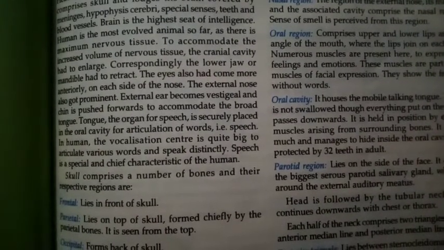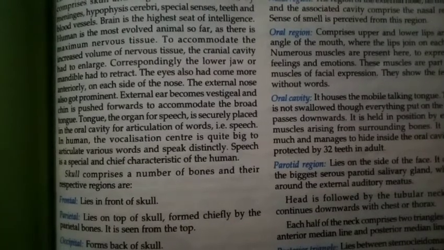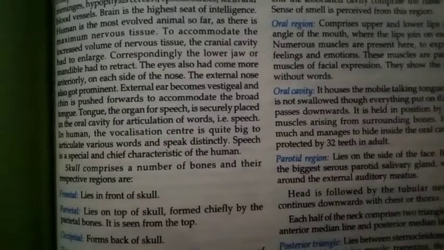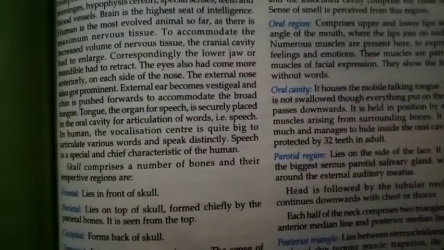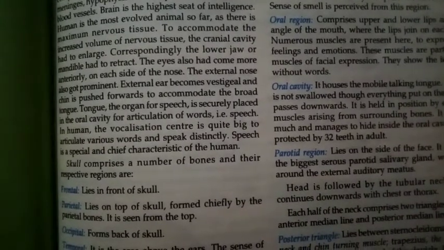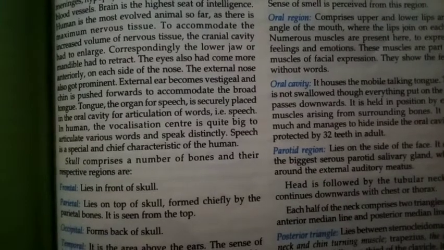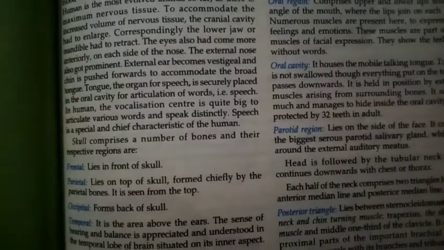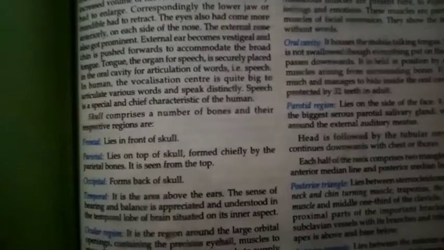Tongue, the organ for speech, is securely placed in the oral cavity for the articulation of words such as speech. In the human, the vocalization center is quite big to articulate various words and speak distinctly. Speech is a special and chief characteristic of the human. Skull comprises a number of bones and their respective regions.